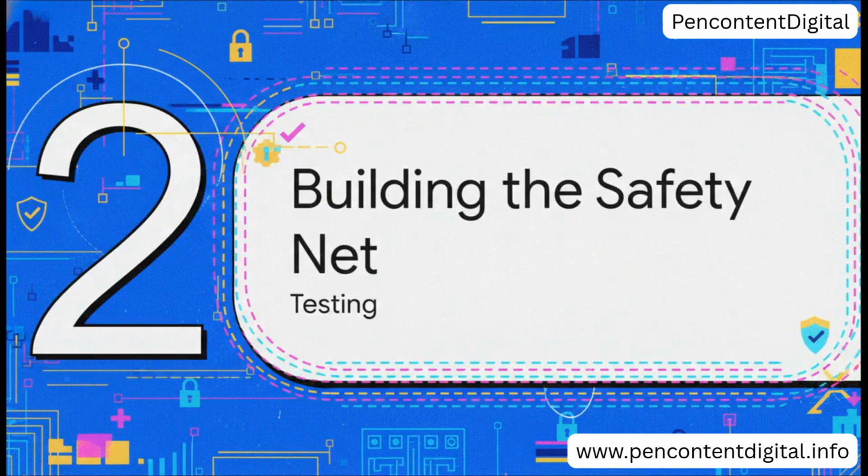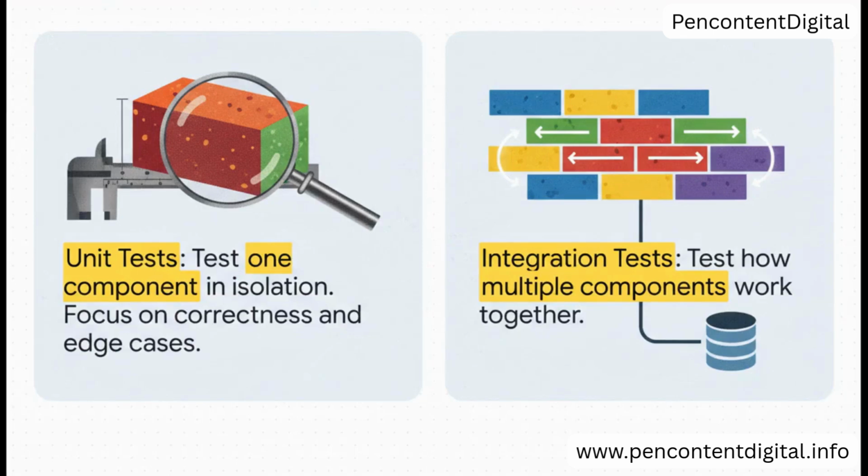Okay, so we've got our foundation poured. Now it's time to build the safety net, because a great architecture means nothing if you don't have a solid testing strategy to prove it actually works. This really breaks down the two main kinds of tests you absolutely need.